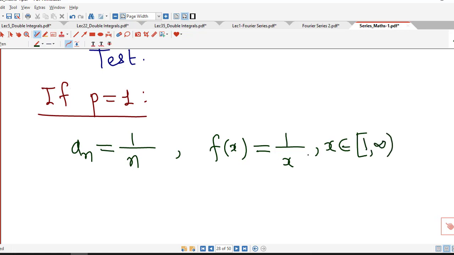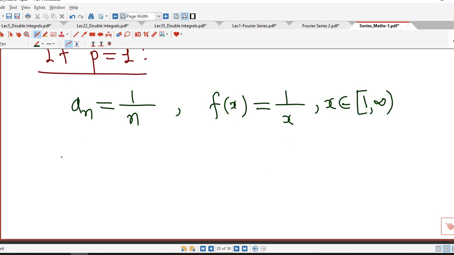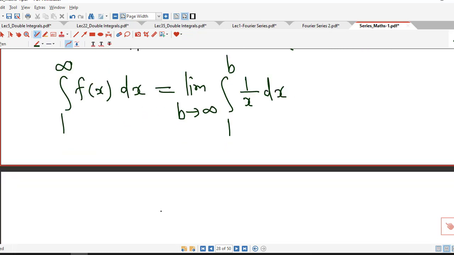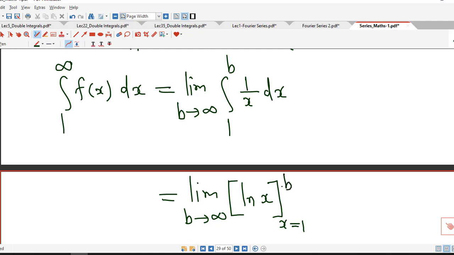So this is clearly positive, continuous and decreasing. The derivative is going to be minus 1 by x square, which is negative for all x. So now we directly consider the integral of f(x) over 1 to infinity. By the definition of improper integral, it is the limit as b tends to infinity of the integral of 1 by x dx. Now the integral of 1 by x is log mod x, but x is positive, so we directly write log x, with x from 1 to b.